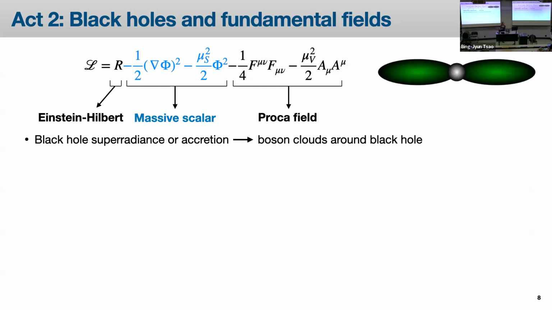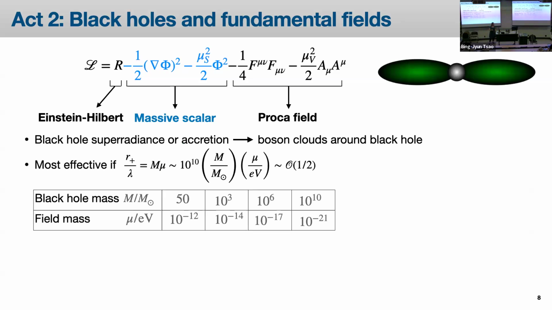As I mentioned, through either superradiance or accretion, we can form a bosonic condensate around these black holes. Now, if you want to give numbers of where this is relevant, let's go back to the argument that I said: the Compton wavelength of the field is comparable to the size of the black hole. We can also rewrite this in dimensionless form as black hole mass times the mass parameter mu of your field. But more importantly, let's give some physical numbers to that.